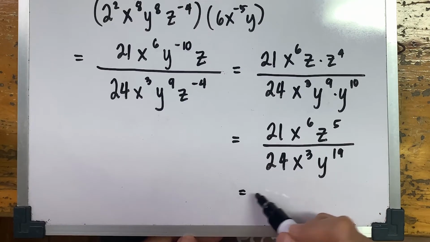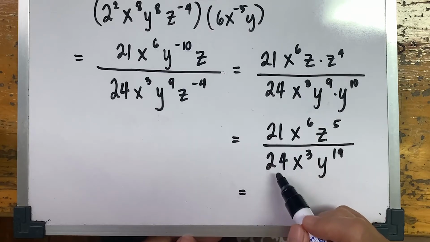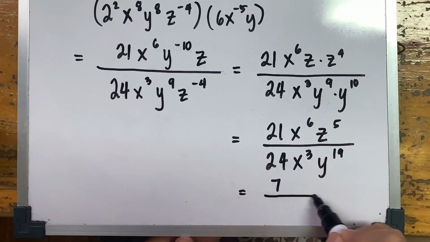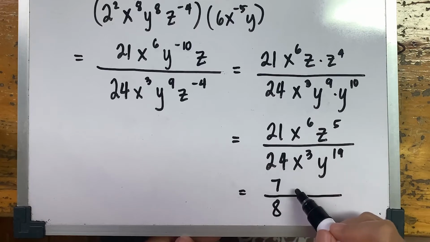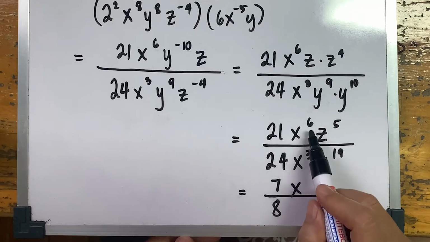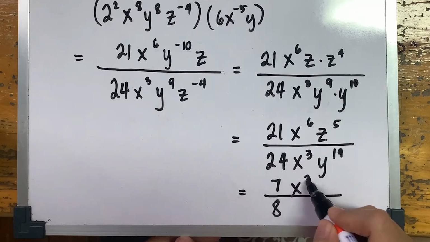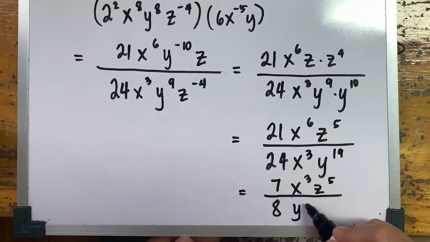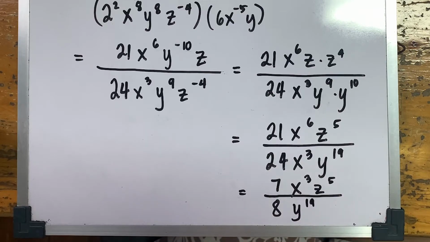So this will simply give us 21 divided by 24. If we reduce this, we'll have 7 over 8, x to the 6 minus 3 will just give us x cubed, z to the fifth power and then y below, y to the 19th. This is our final answer.